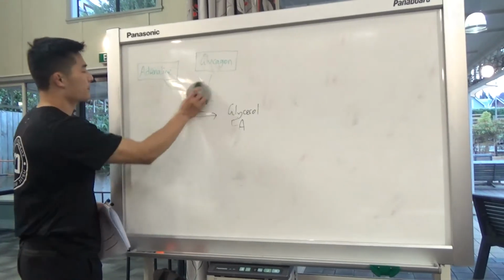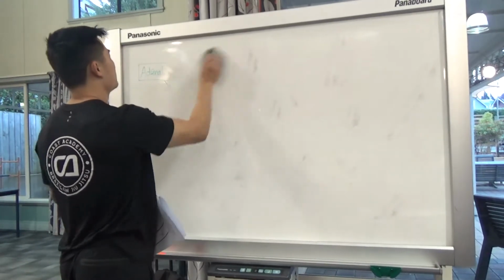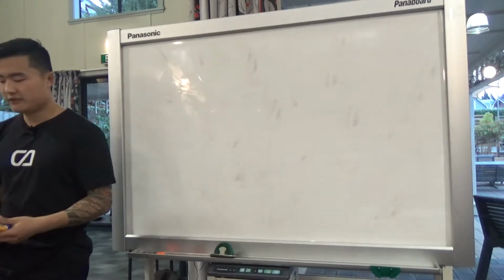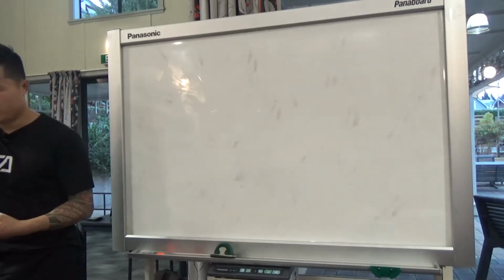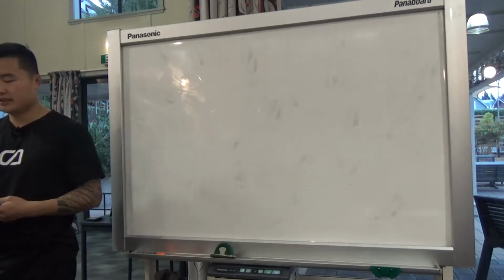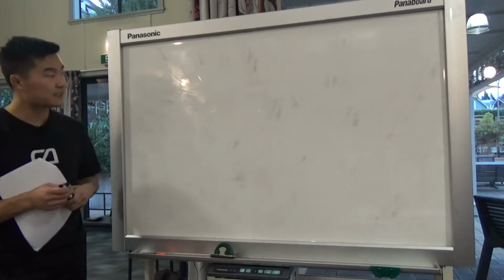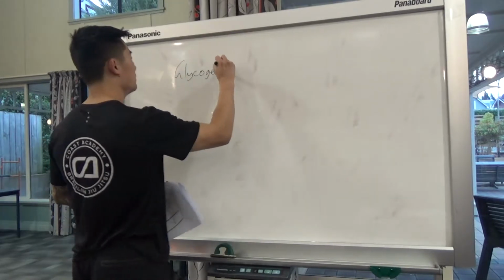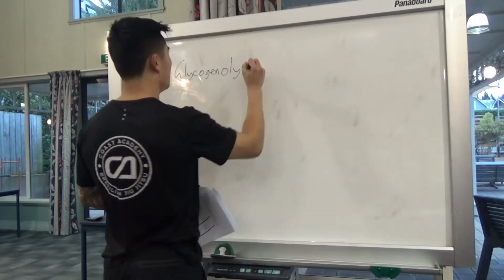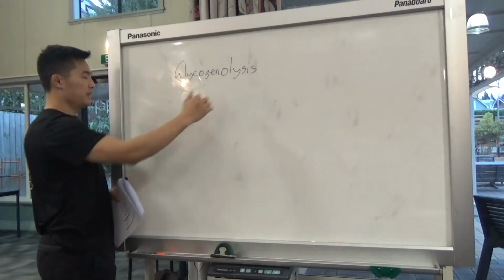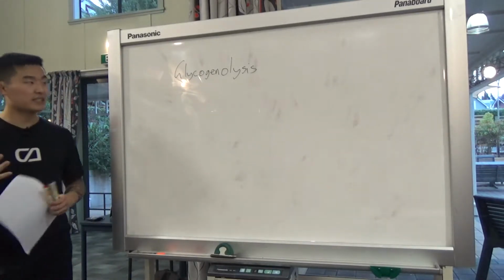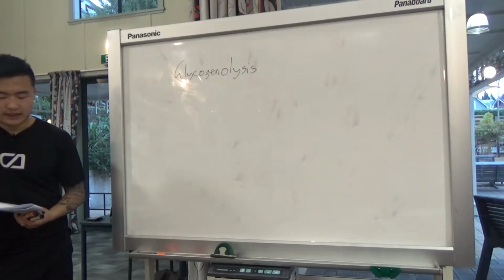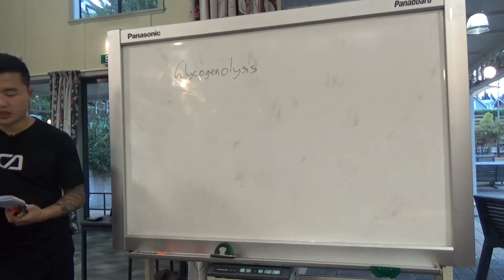The next page, we'll talk about the mobilization of glycogen. So the breakdown of glycogen is called glycogenolysis. Lysis means to break down or break. So breaking down glycogen, and that's stimulated by glucagon and adrenaline.